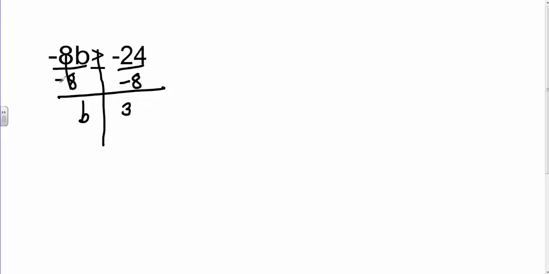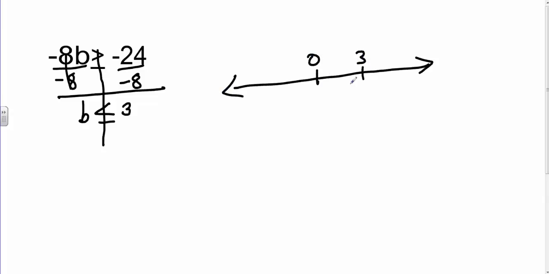Because we divided by a negative number, we have to switch the direction of the sign, and it now becomes less than or equal to. So our answer is b is less than or equal to 3. So we come over here to graph it. We put 0 and 3. It says less than or equal to, so that means we color in our circle. It says less than, so we go to the left.